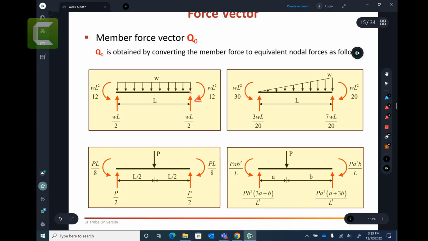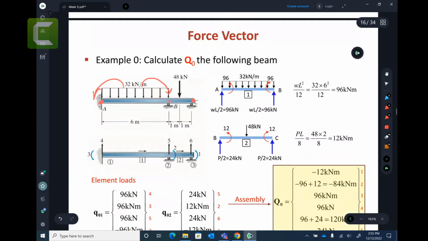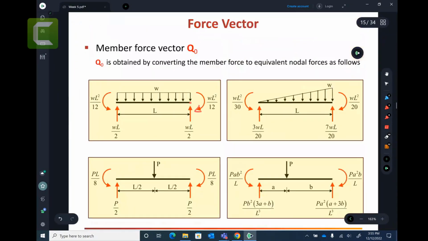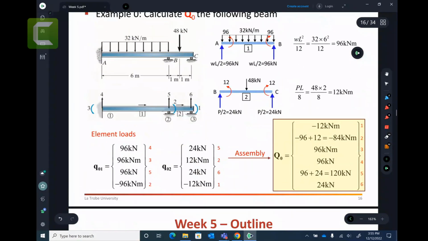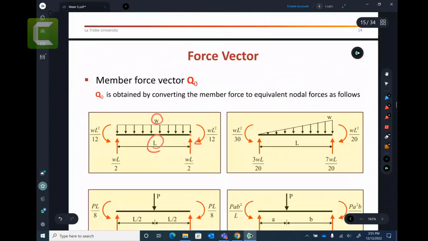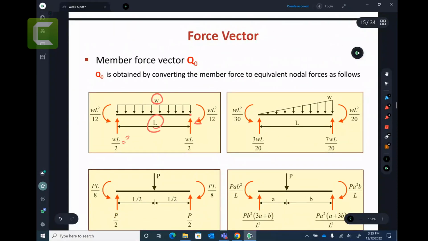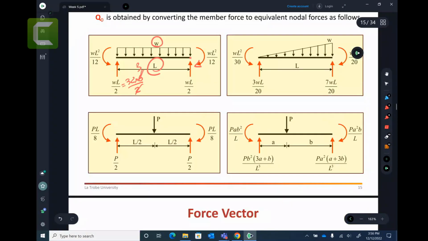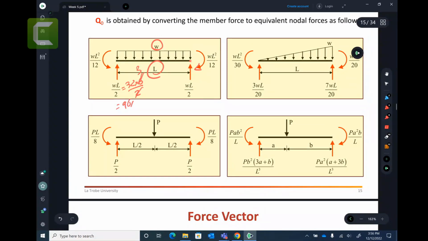So let's do the calculation here. You have 32 kilonewtons coming on here. That is your W, and the length is 6 meters. So here you can say 32 times 6 over 2. So 32 times 3, which will be 96 kilonewtons force at this point. Here, same thing, 96 kilonewtons.